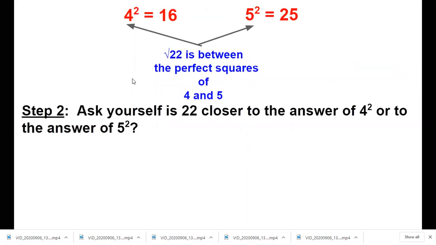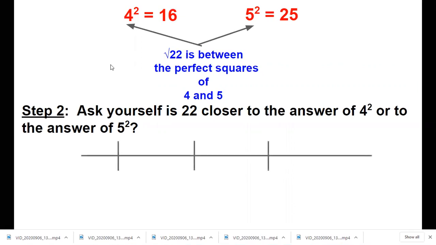So step 2 then is to ask yourself, is 22 closer to the answer of 4 squared or to the answer of 5 squared? Is 22 closer to 16 or to 25? What did you say? Let's draw a number line. There's 16, there's 25. Square root of 22 is closer to 25 than it is to 16. So we're going to put it there on the number line.